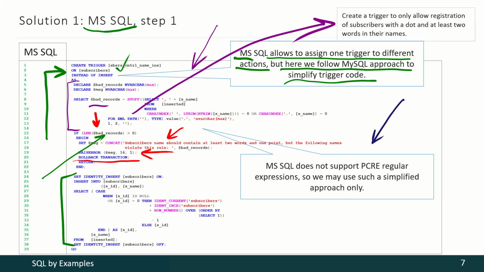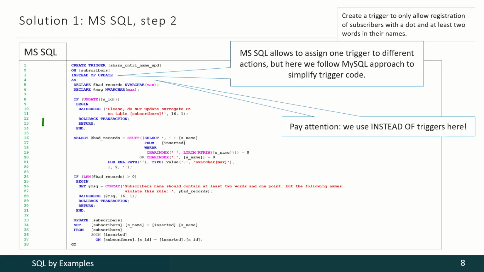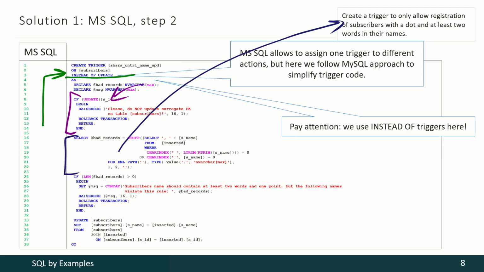Also, please notice that Microsoft SQL Server does not support PCRE regular expressions, so we may use only such a simplified approach here. The next trigger for Microsoft SQL Server is instead of update one. First, we have to prohibit the update of the primary key. Then we have to compose the list of bad records, those records that violate this rule. Then we have to check if this list is empty. If it's not, we have to compose the error message, raise an error and roll back the transaction. But if that list is empty, we may perform the update operation here.